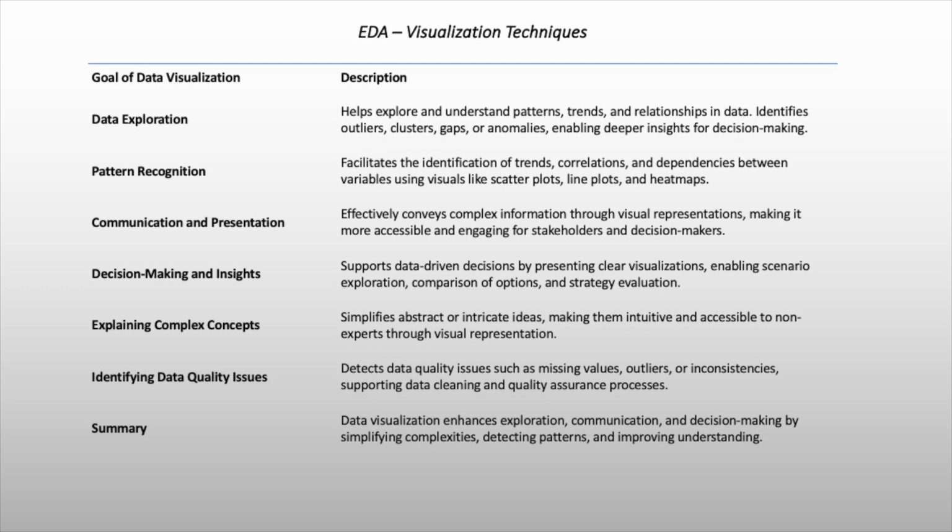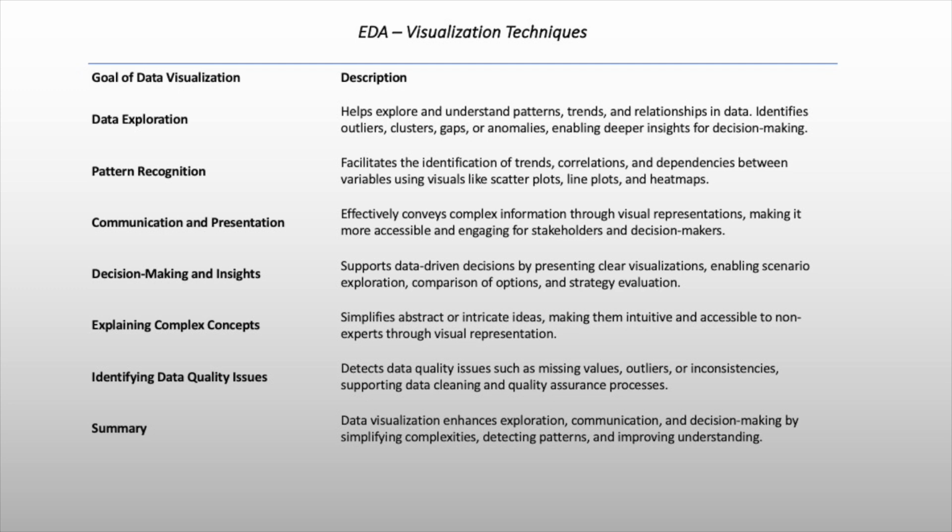Pattern recognition. Data visualization facilitates the identification of patterns, trends, and correlations between variables. Visual representations such as scatterplots, line plots, or heat maps enable analysts to detect relationships, dependencies, or changes over time. Recognizing patterns is essential for making informed predictions, identifying potential causes and effects, and understanding complex systems.